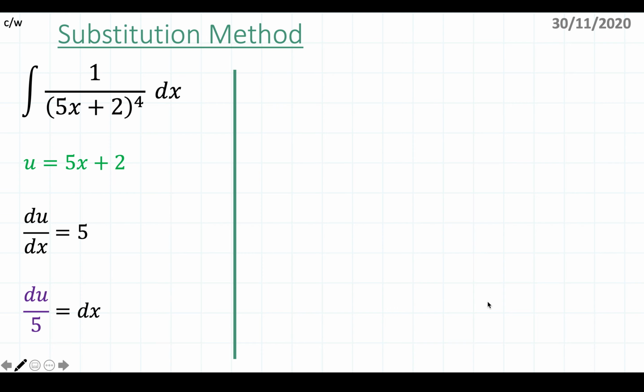So then I'm going to do the substitution. I'm going to substitute the u, and I'm going to replace the dx, and I'm going to get this. So I'm going to take the 1 over 5 out, and I'm going to move the u to the power of 4 from the denominator. I'm going to move it to the numerator by changing the power to a negative. And then I know how to integrate this.